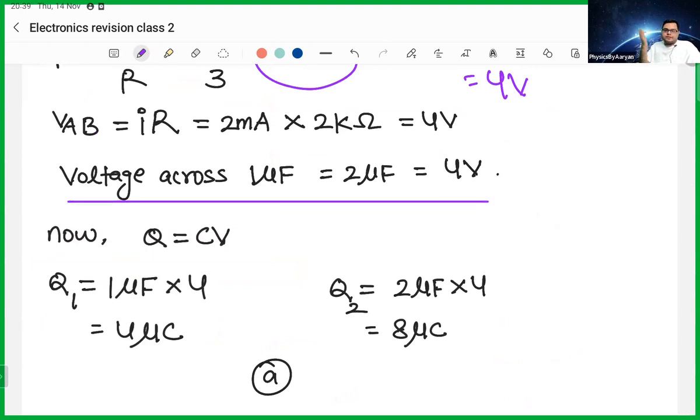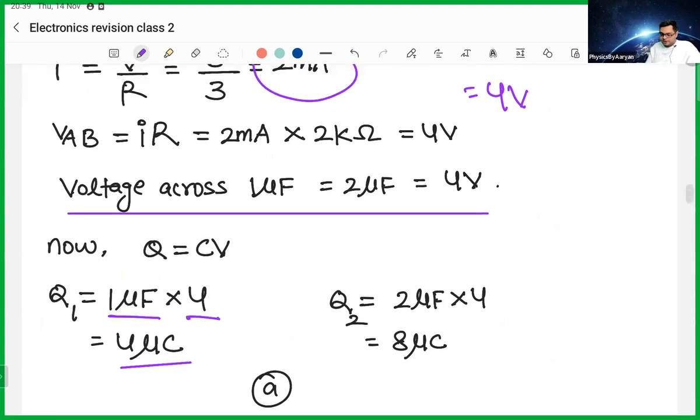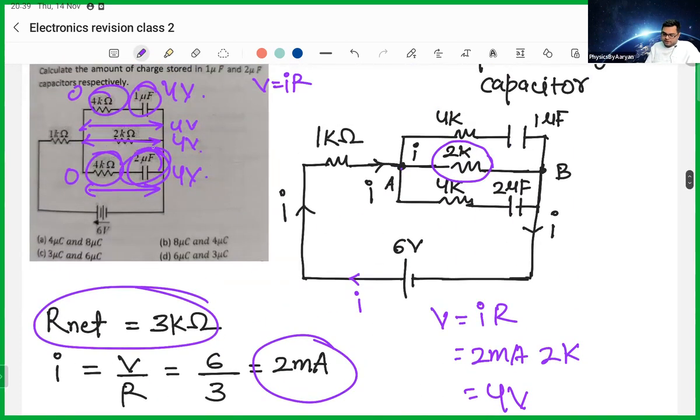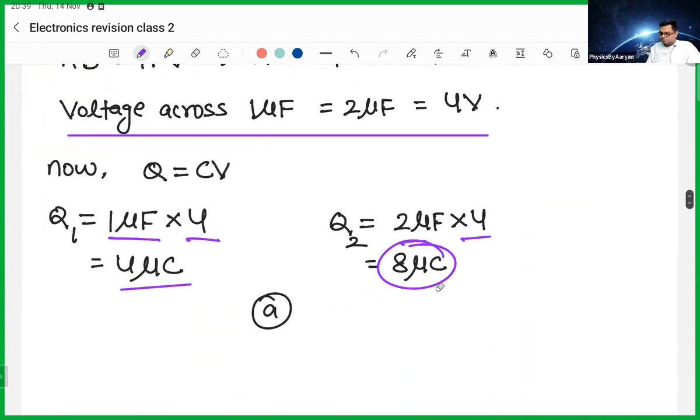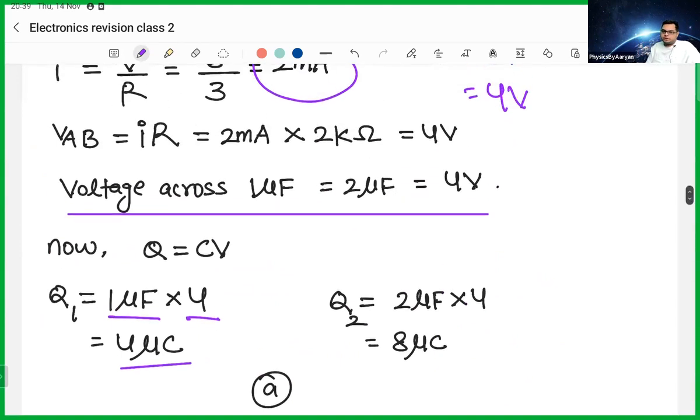Okay. Now let's find the charge. So charge is CV. So first capacitor is 1 into 4, which is 4 microcoulomb. In the second case, charge is also CV. So second capacitor is 2 microfarad. You see, this is 2 microfarad and this is 1 microfarad. So CV, so 2 into 4, which is 8 microcoulomb. Okay. So first capacitor contains the charge 4 microcoulomb and second capacitor contains the charge 8 microcoulomb.